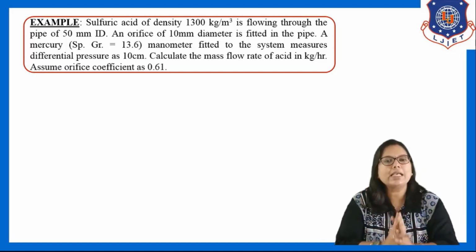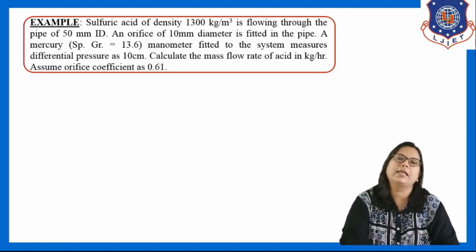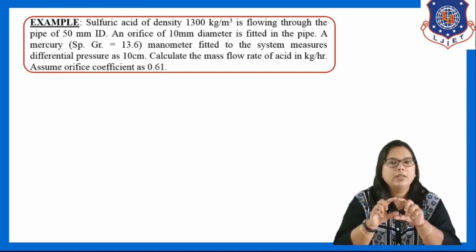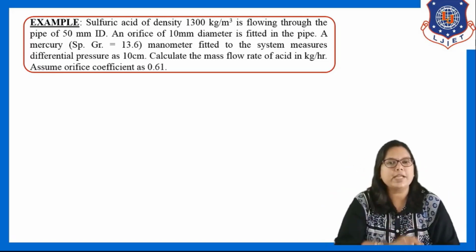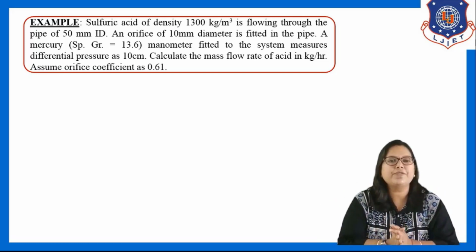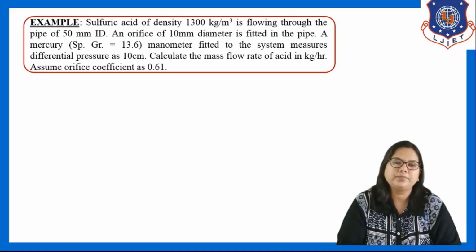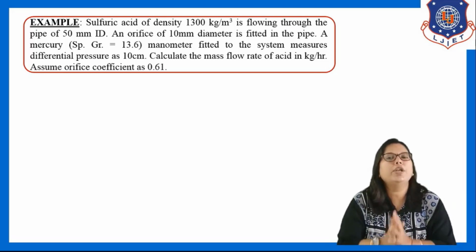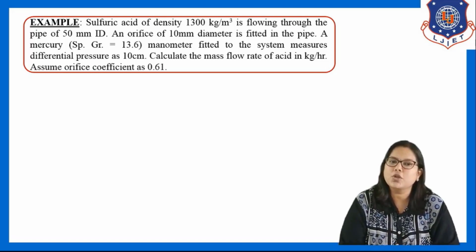So in this example, we have to calculate mass flow rate of this sulfuric acid. The whole system is given. There is a pipeline in which sulfuric acid is flowing having this much density. Manometer which is fitted to the pipeline having manometric fluid as mercury. Specific gravity is given. Pipeline diameter is given. Orifice diameter is given. And coefficient of orifice is also given.